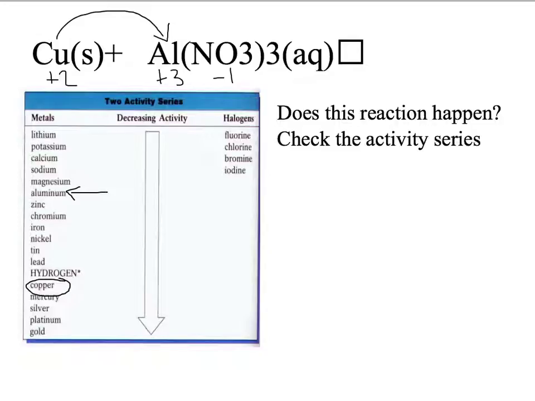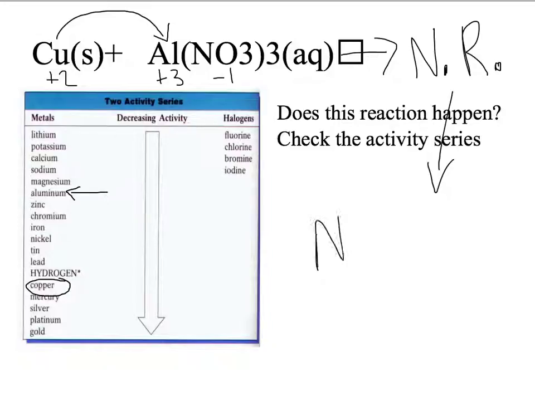Since copper is not above aluminum, this does not happen. We call this no reaction, and we just put an NR. Remember, NR stands for no reaction. All you have to do is use the activity series.